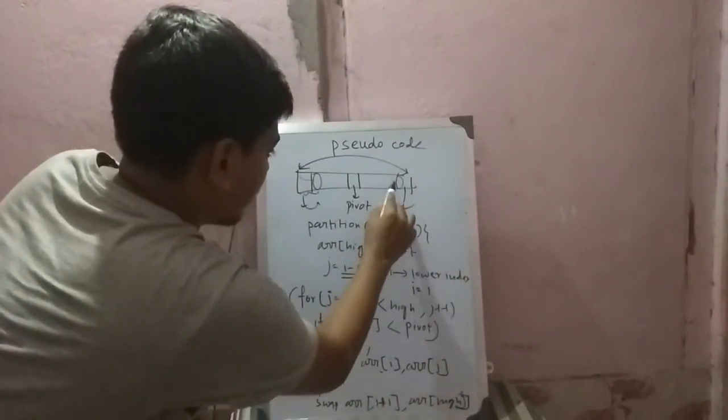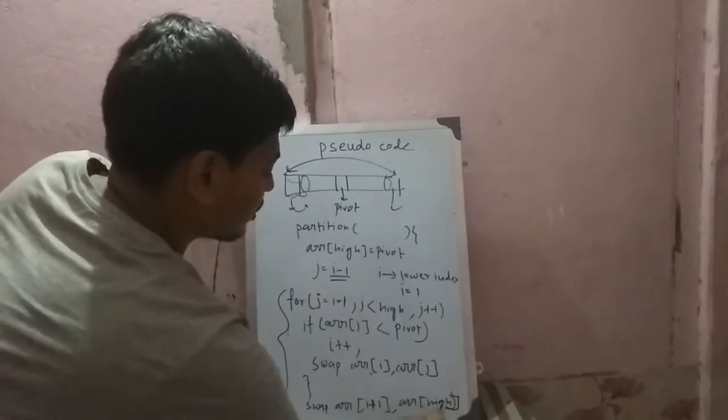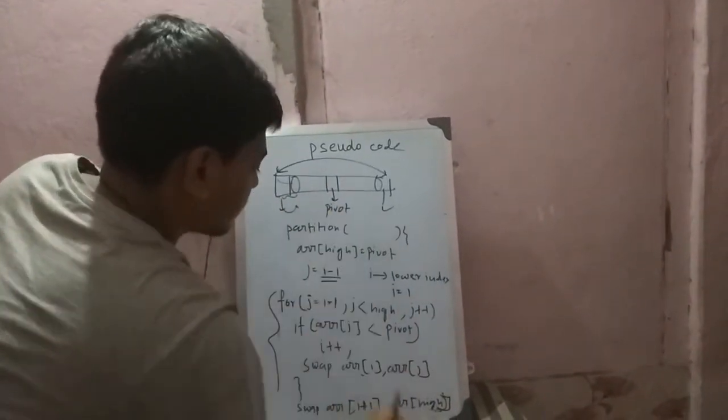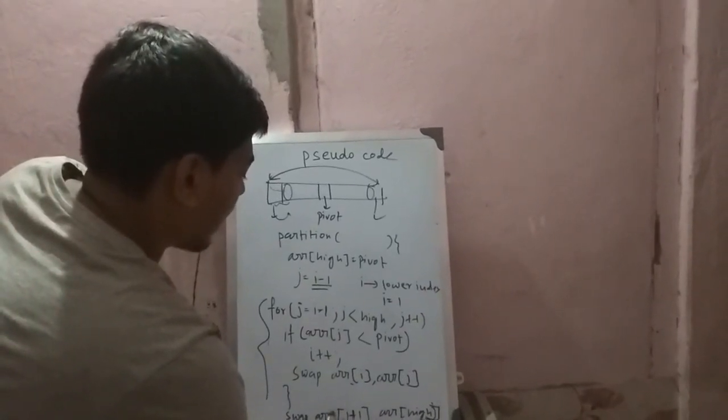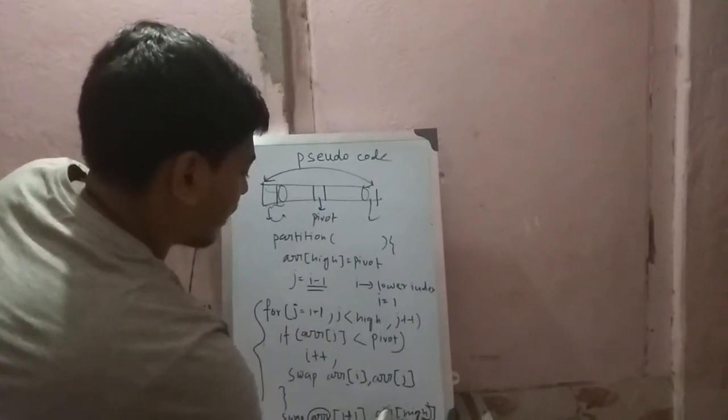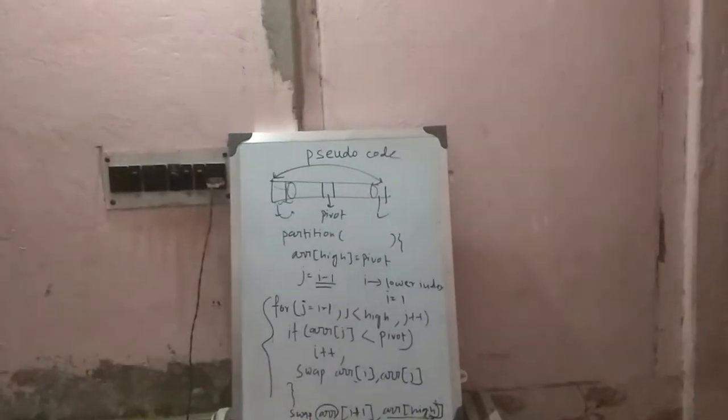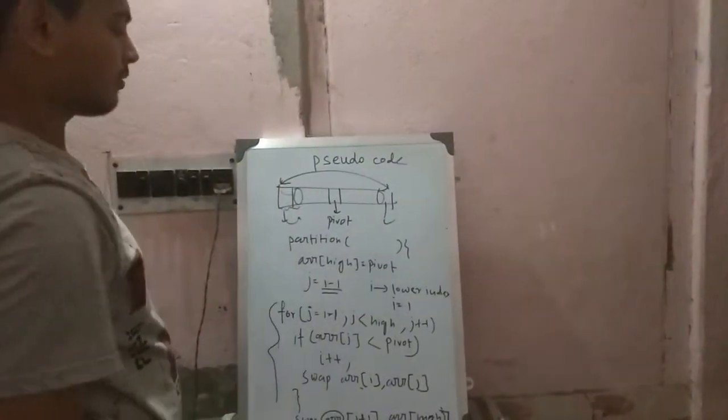change the array of i, the pivot. You have to change the pivot, right? After the first pass you have to change the pivot. So how do you change the pivot? You swap array of i plus 1 and array of i. Okay, so this is the partition function.